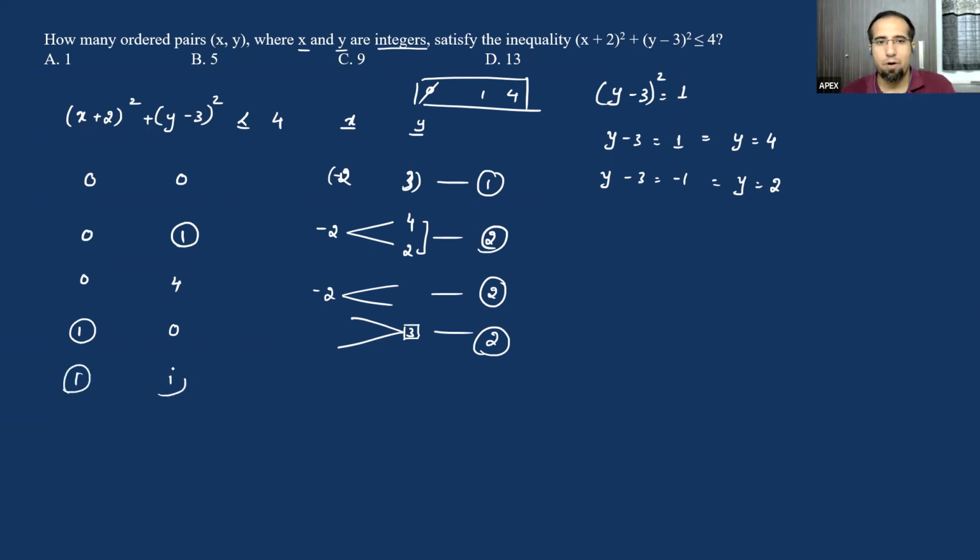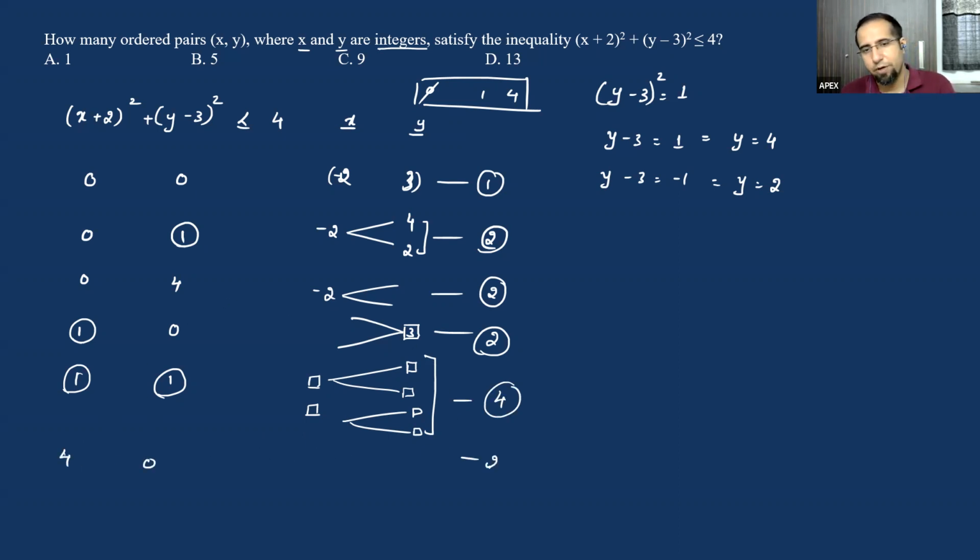Now, this is the most beautiful part. If 1 is acceptable, x will have two values and y will also have two values. So this will have two values here and this will also have two values here. So with 1, 1, how many cases do we have? We have four cases. And the last one is x can be 4 and y can be 0. And if x is 4 and y is 0, again, this will have only two cases.